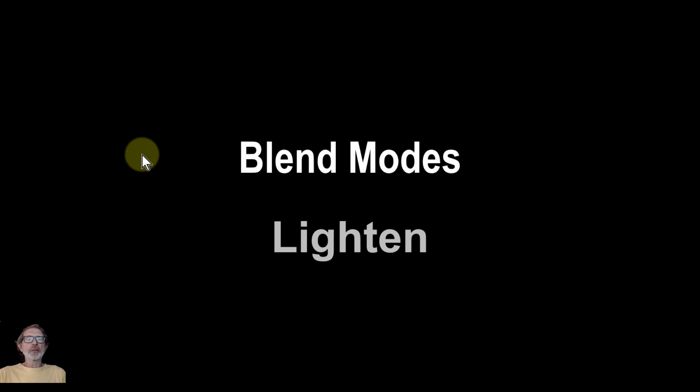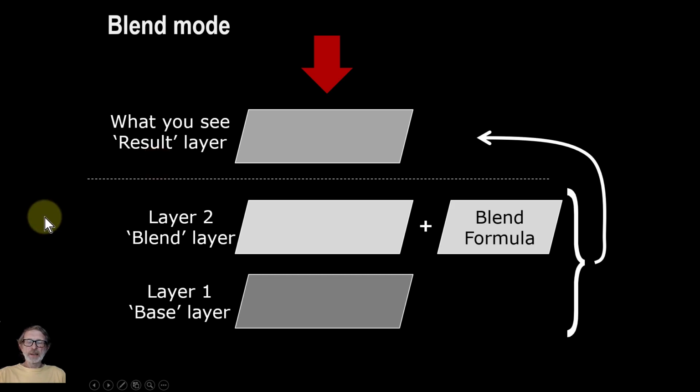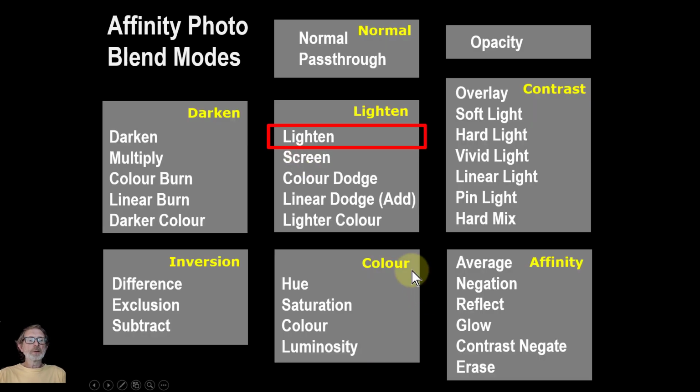We're going to look now at the Lighten blend mode. As a reminder, blend modes have a base layer underneath, a blend layer on top with a blend formula, which is a blend mode. In this case, it is Lighten, and it results in the result layer that you see. The Lighten blend mode is in the Lighten group of blend modes, and unsurprisingly, they make pictures lighter. They're also almost direct opposites of the darken blend modes.